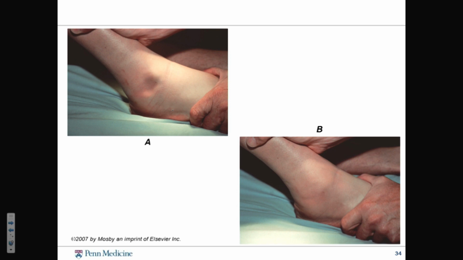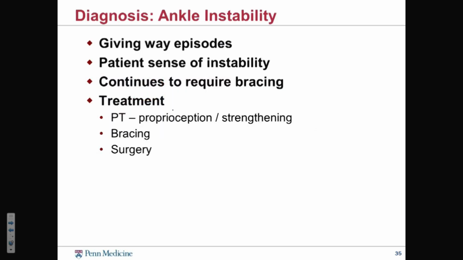You examine her in the office, and this is just the textbook image that we saw earlier, but again, you see this sort of dimple sign. There's clear anterior instability, and a patient who continues to be unstable at this stage with giving way episodes will often benefit at first from a course of physical therapy if they haven't had that already. And that's really to focus on proprioception and strengthening of the surrounding musculature to see if that can adequately restore their sense of stability and allow them to return to activity.